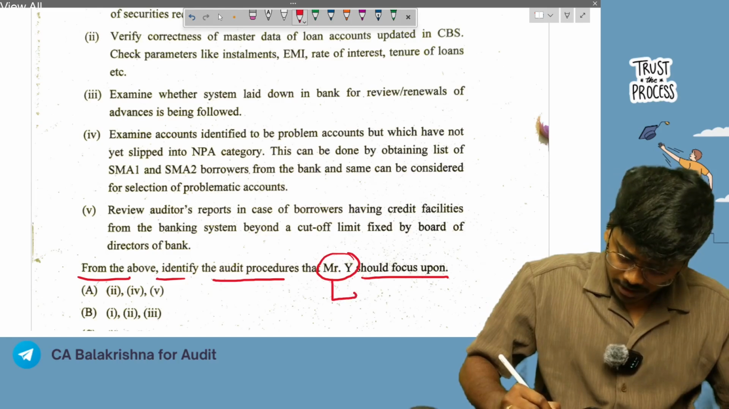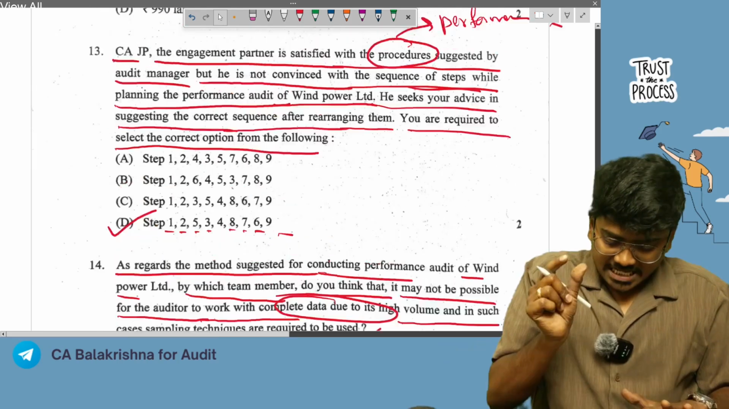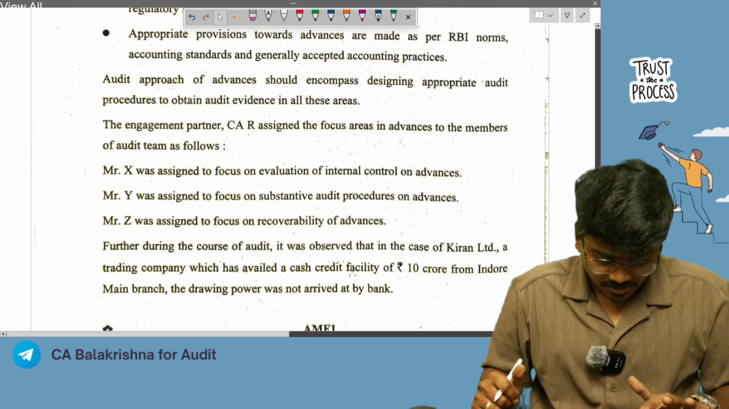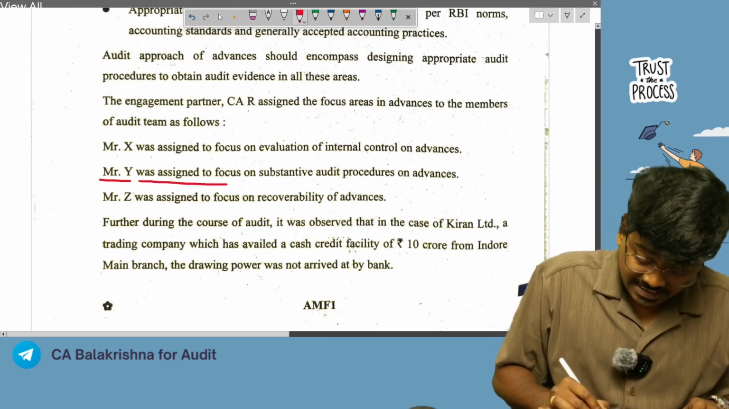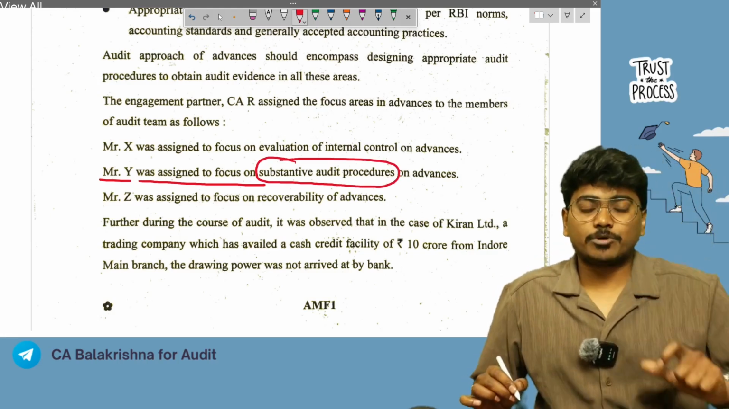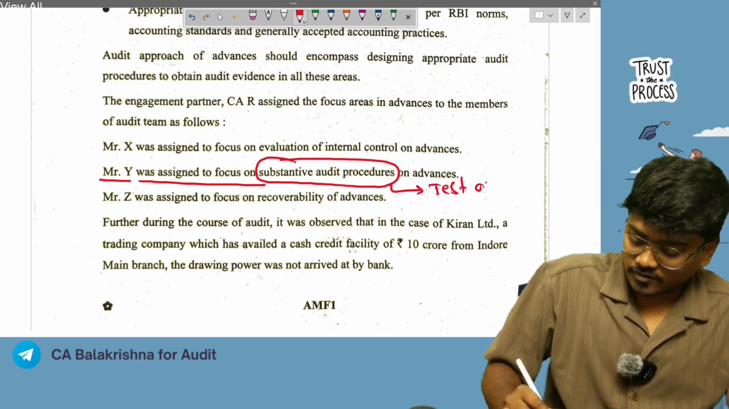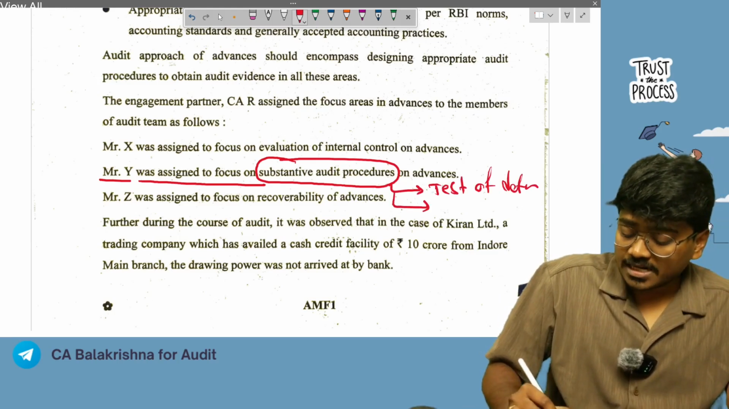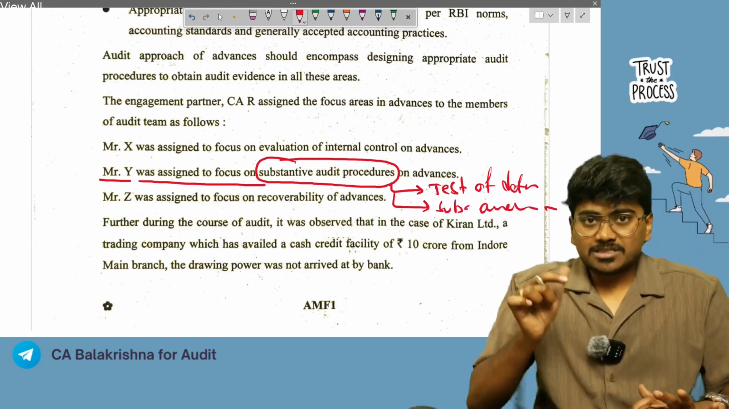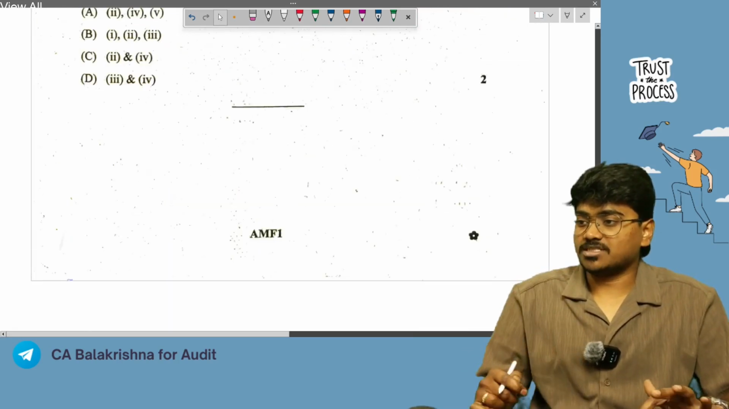On what audit procedures Mr. Y should focus on in the case scenario? Mr. Y has been assigned with a particular task. Let us see what is the task assigned to Mr. Y. See, Mr. Y was assigned to focus on substantive audit procedure. Substantive audit procedure means detailed verification, like test of details and substantive analytical procedure, right? So that means from the given 5 procedures we need to identify which are substantive audit procedures. Let us see.